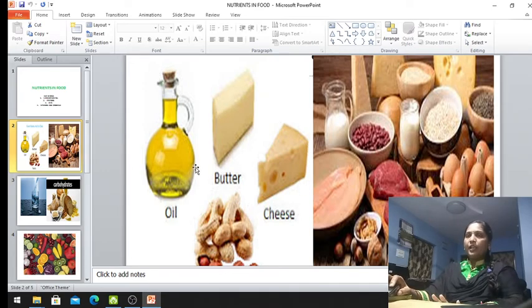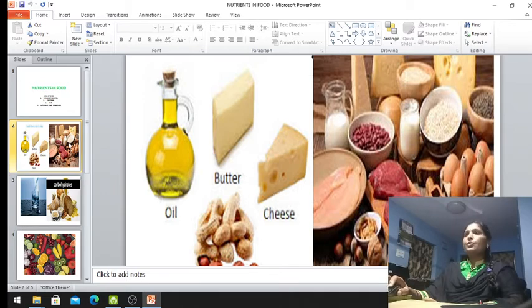Oil is a food item which contains fat, and so do butter, cheese, ghee, groundnuts. So these are the different food items which have fats. Fats are also important for our body. They are also giving us energy. But they should be in less quantities. If they are in excess quantity, they lead to a health disorder called obesity.